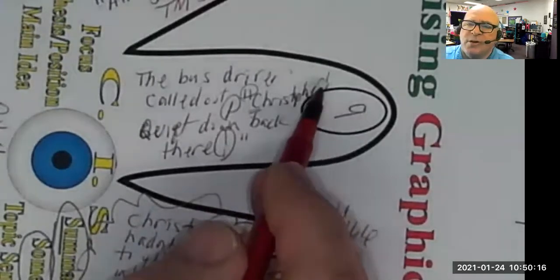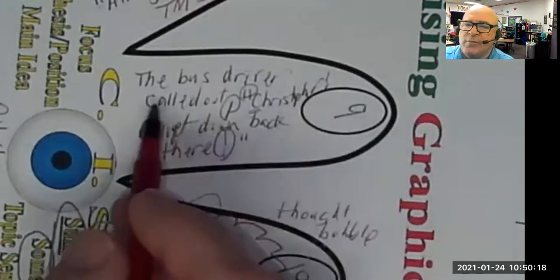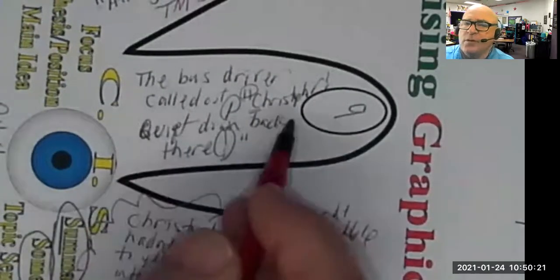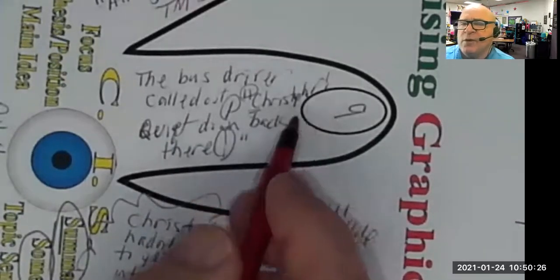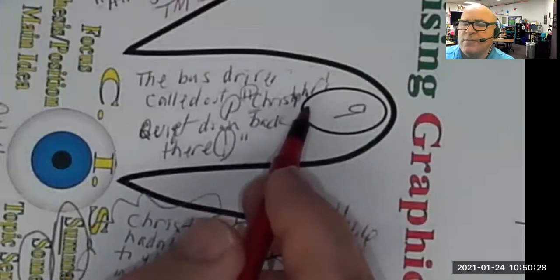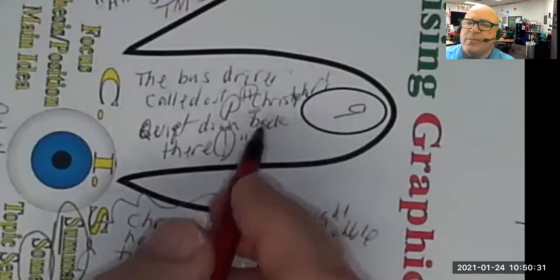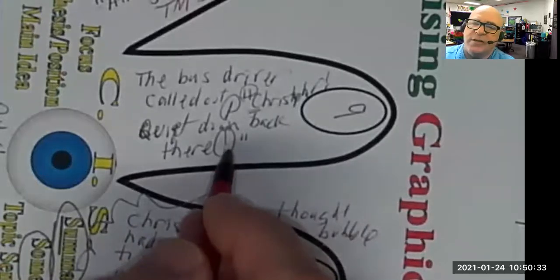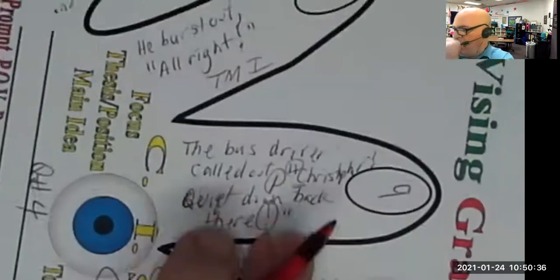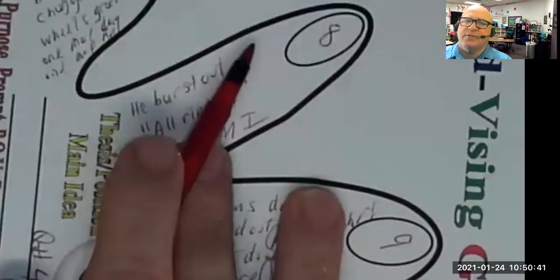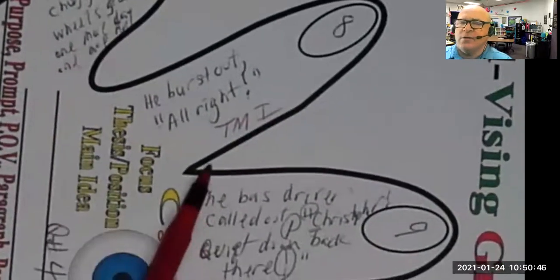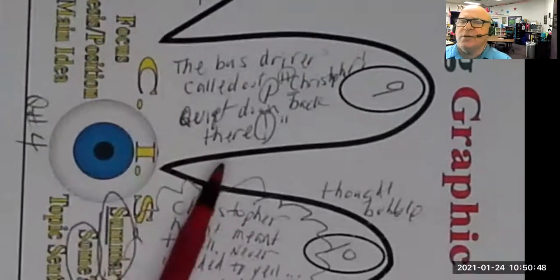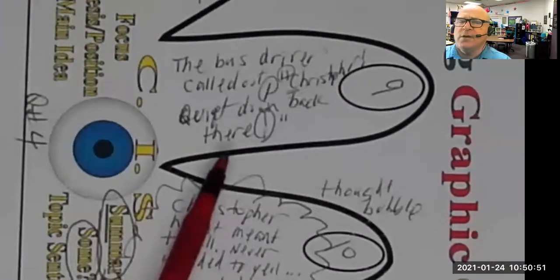And because we were addressing Christopher, we could have put a Christopher comma and put a lowercase on quiet, but he shouted his name, Christopher, exclamation. So we can stop the sentence there momentarily. Quiet down back there. K, K, closing. K, K, quotation. Excuse me. So all we have so far is him hearing the sound of the bus, shouting out, all right, and the bus driver calling him out to be quiet.